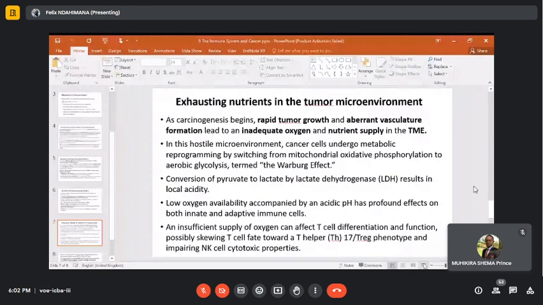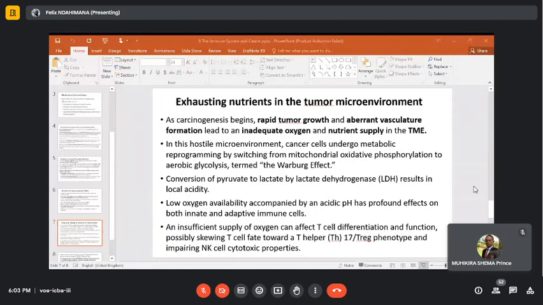Before the last slide, we have this one, which is exhausting nutrients in the tumor microenvironment. As carcinogenesis begins, rapid tumor growth and aberrant vasculature formation lead to inadequate oxygen and nutrient supply in the tumor microenvironment. So the thing here is that in the tumor microenvironment, there are no nutrients. There is aberrant vasculature, like the vessels are abnormal. And of course, this will lead to inadequate oxygen. And if a cell is not getting oxygen, it doesn't get any nutrients, so it's going to die.